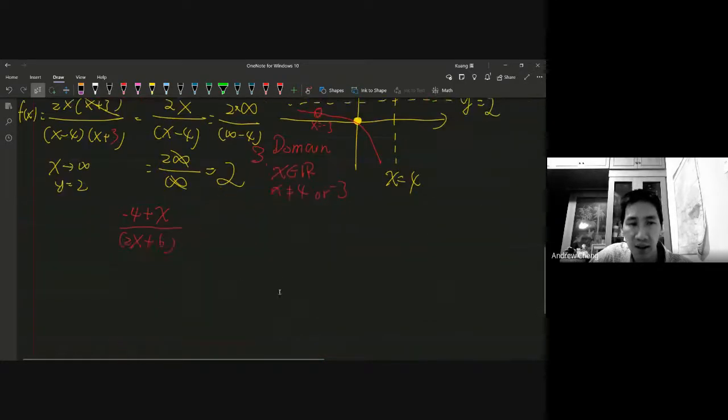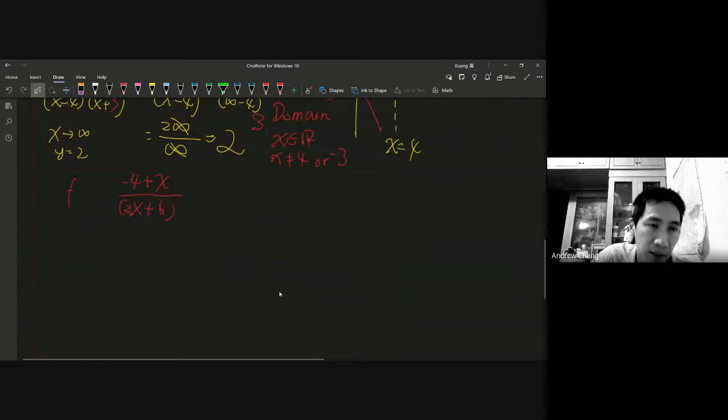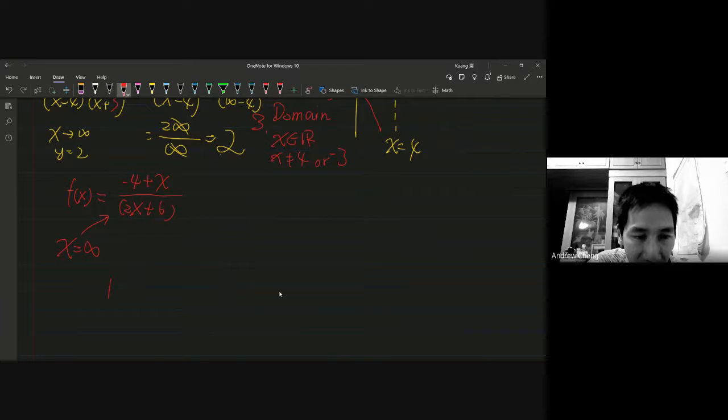Okay, let's see another example. I think the new concept is how to find a horizontal asymptote. Like I said, I repeat again. You plug x equals infinity in here to find the horizontal asymptote. So how to do that? It will be -4 plus infinity over 2 infinity plus 6. Just like I said, infinity plus 6, plus or minus a value doesn't matter. You just take it out. So it becomes 2 infinity.